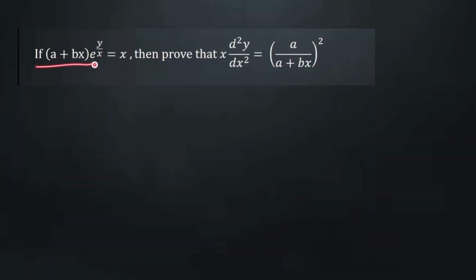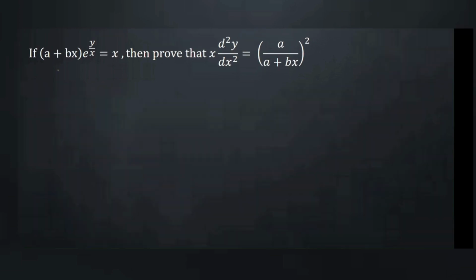The question here is if (a plus bx) times e raised to the power y over x equals x, then we need to prove that x times d square y over dx square equals a square over (a plus bx) whole square. Now, before differentiating, we are going to apply log on both sides.